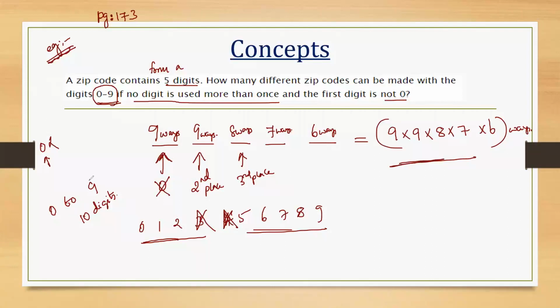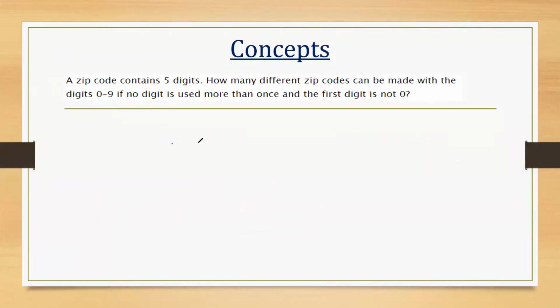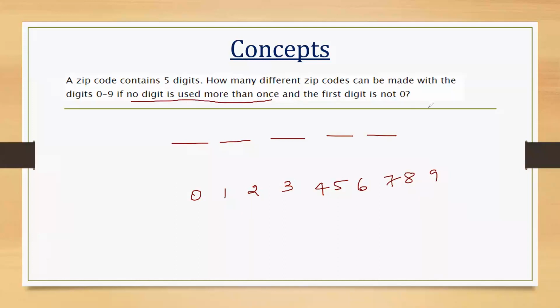If 0 is one of the digits, then it will not be in the first place. But 0 may occur in the second or third or fourth or fifth. Is it clear? So no need to find the value, but leave it as it is. Once again, repeat this question. We need to form a 5-digit zip code. We have digits from 0 to 9, given that no digit is used more than once, so repetition is not allowed.